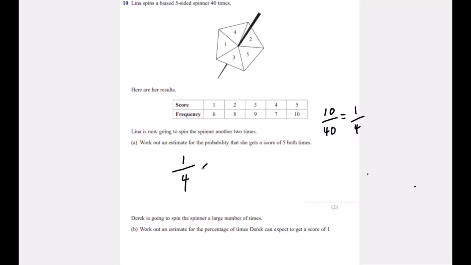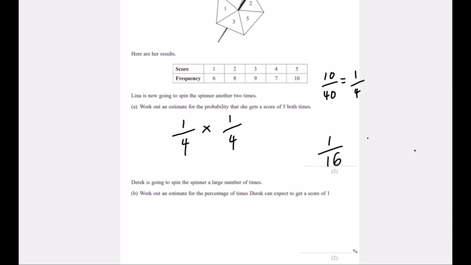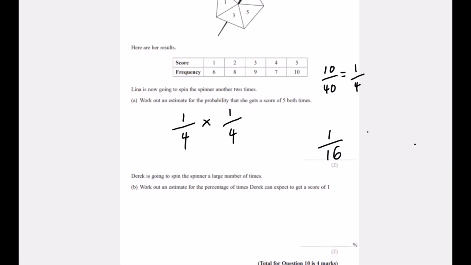That's a quarter the first time and a quarter the second time. So when we've got 2 trials, we times the probabilities. A quarter times a quarter is a 16th. Derek is going to spin the spinner a large number of times. Work out an estimate for the percentage of times Derek can expect to get a score of 1.